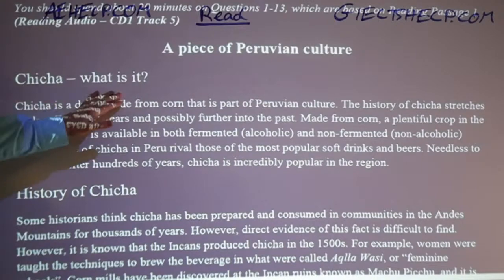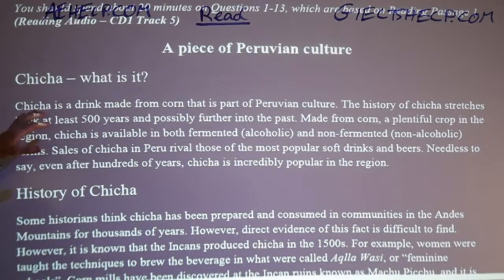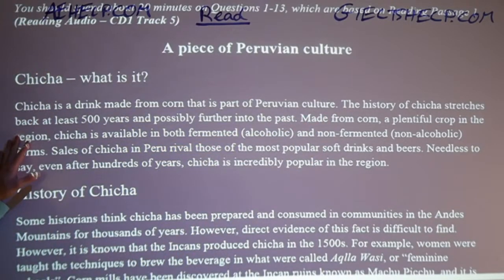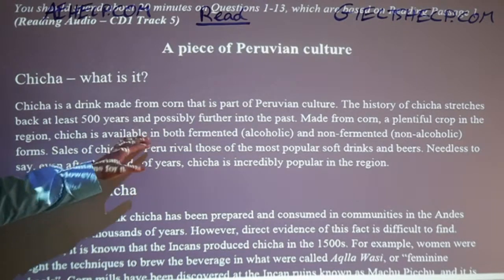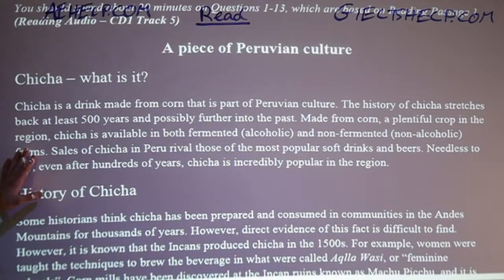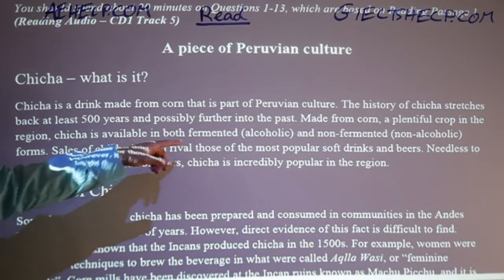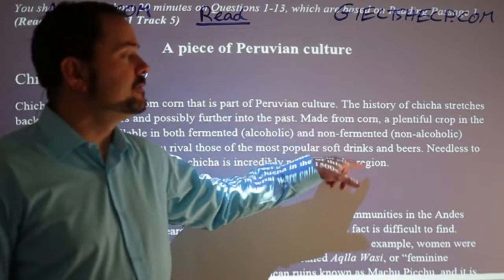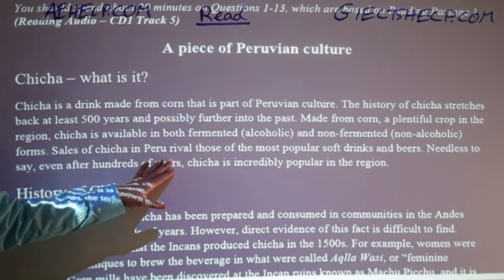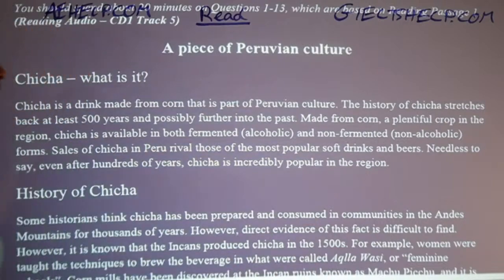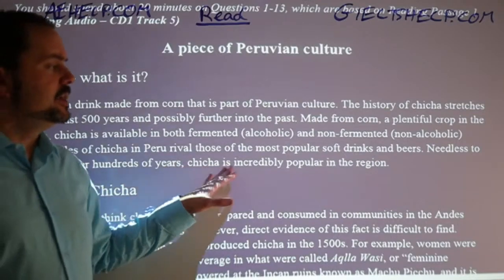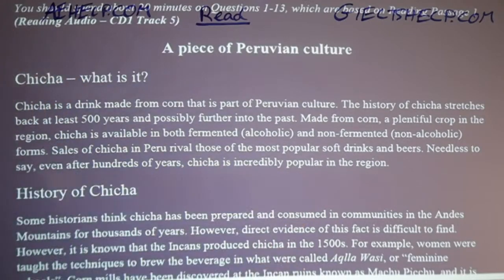So chica, what is it? Chica is a drink made from corn that is part of Peruvian culture. The history of chica stretches back at least 500 years and possibly further into the past. Made from corn, a plentiful crop in the region, chica is available in both fermented, alcoholic, and non-fermented, non-alcoholic forms. Sales of chica in Peru rival those of the most popular soft drinks and beers. Needless to say, even after hundreds of years, chica is incredibly popular in the region.